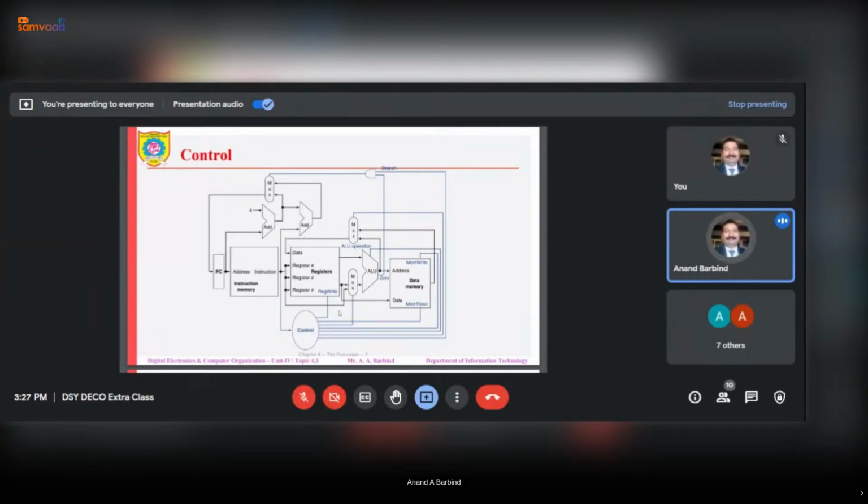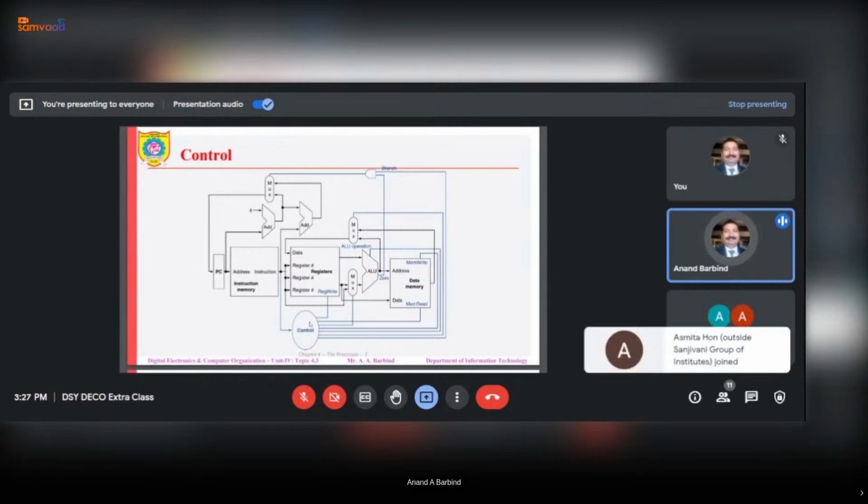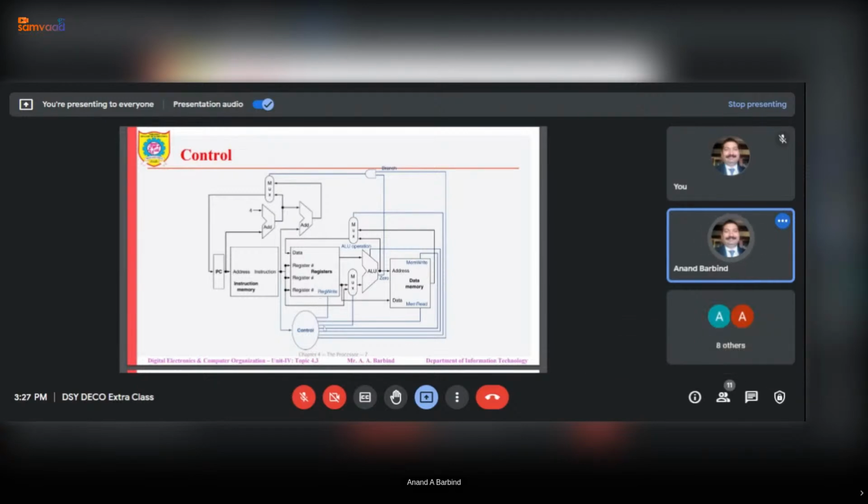And of course, one more detail has been shown here, that there is a control unit. The purpose of the control unit is to generate the control signals. Which are the control signals? For example, the register requires a control signal, read or write. The multiplexer needs a control signal, whether to read from the register or to read from the instruction. Again, the ALU needs different control signals.